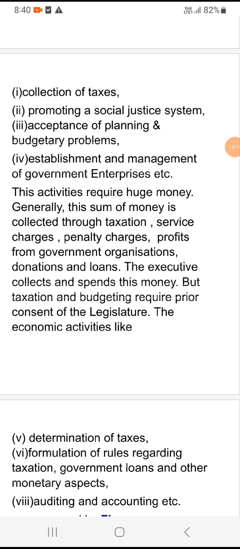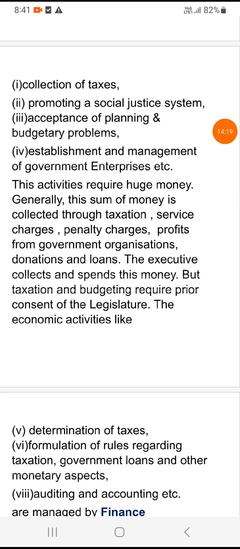Penalty charges, profits from government organizations, donations and loans. I am repeating this. Generally, this sum of money is collected through taxation, service charges, penalty charges, profit from government organizations, donations, and loans.